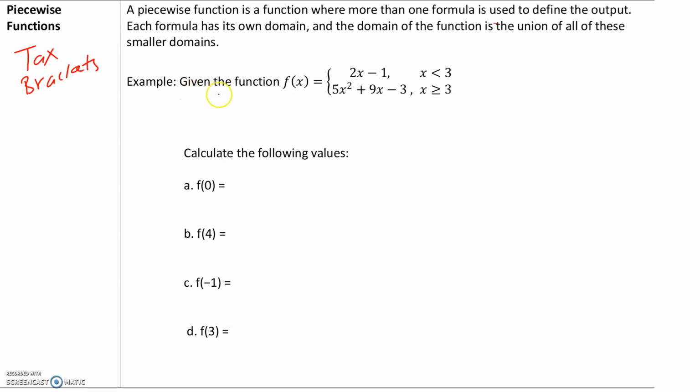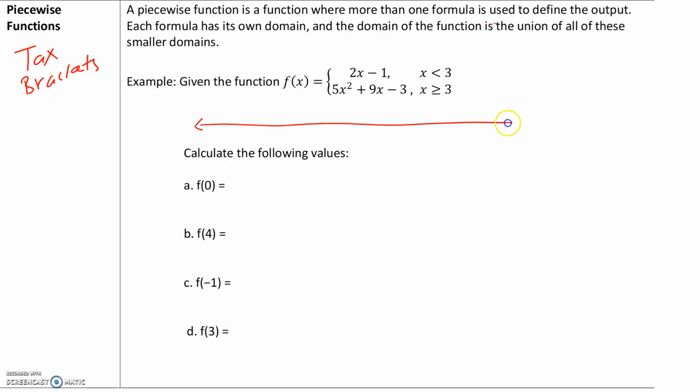So here's an example. We're given the piecewise function f of x equals 2x minus 1 if the values of x, our domain, is less than 3, and 5x squared plus 9x minus 3 if our values of x, or our domain, is greater than or equal to 3. Now here's the easiest way, in my opinion, to set this problem up.